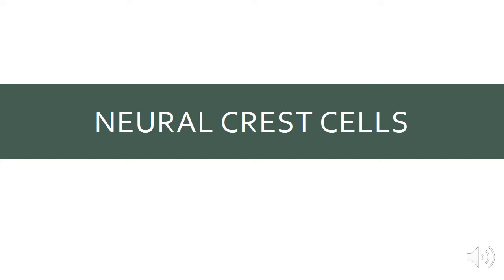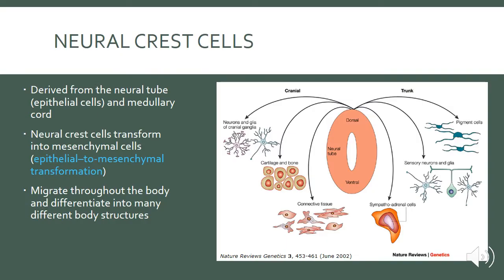Now, on to our neural crest cells. What are they doing? So, neural crest cells are derived primarily from the neural tube, which are epithelial, but also from these medullary cord cells in the caudal end, or in the tail bud. And they transform into mesenchymal cells and then migrate throughout the body. And this epithelial to mesenchymal transformation is kind of interesting.